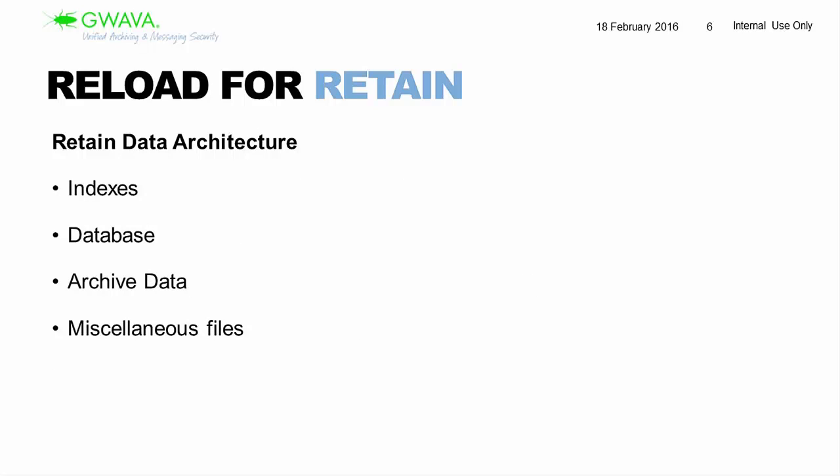Now, let's talk about Retain's architecture. Retain has four components, primarily 3. It has what's called indexes.